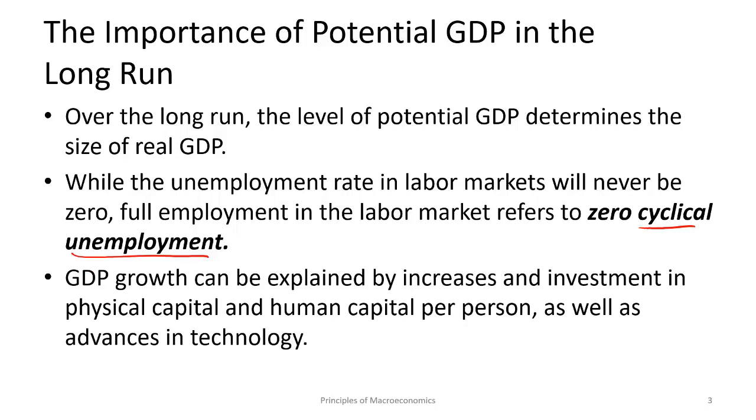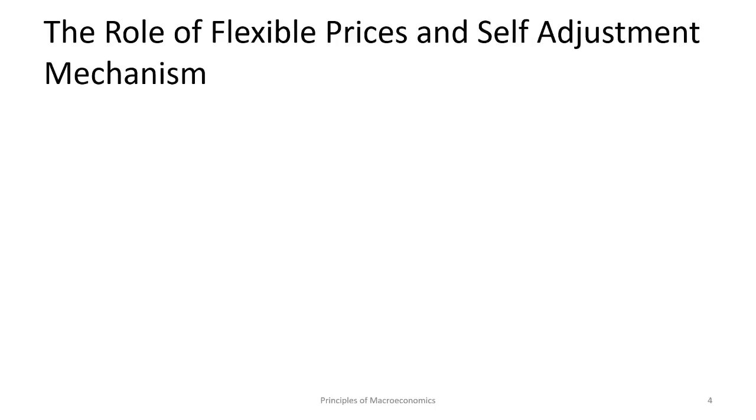Finally, in the long run, GDP growth can be explained by increases in investment in physical capital and human capital per person, as well as advances in technology. This is also very important from a neoclassical perspective. In an economy, what we need to care about is whether we are increasing our human capital, physical capital, and technology, because those are the things that affect aggregate supply and, as a result, our potential GDP. So in the neoclassical world, fluctuations in GDP or short-term unemployment are nothing to worry about, because the economy will eventually go back to long-run equilibrium. Economists have a term for this, which is called the self-adjustment mechanism.